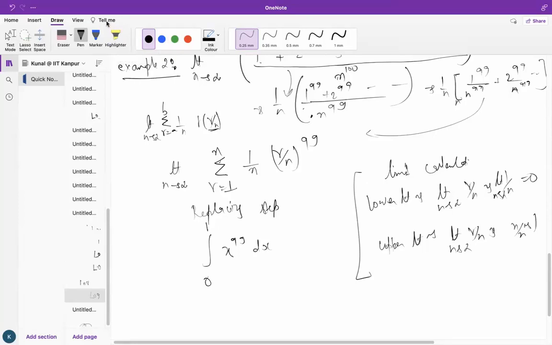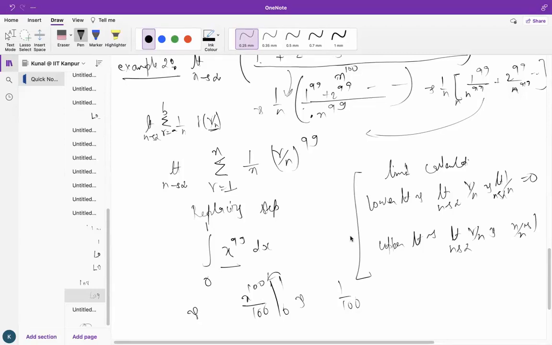I hope you all calculated this. This is an easy integration. It gives x to the power 100 by 100. We are just integrating from 0 to 1, so its value will be 1 by 100. I just inserted the limits in this. I hope you all understand what I'm doing here.